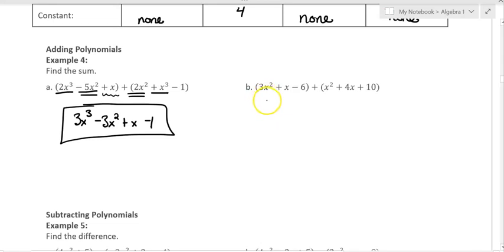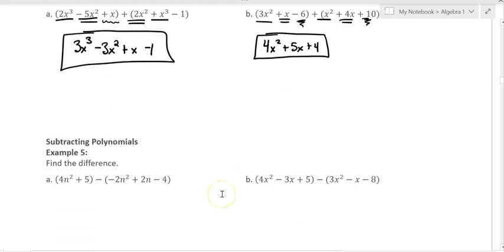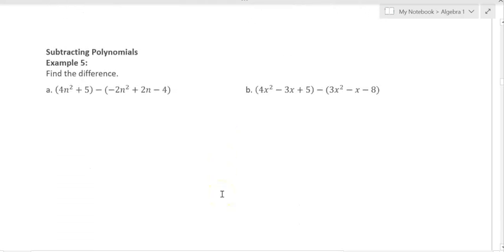Okay, check this one out. So the highest power is x squared. So 3x squared plus x squared, that's 4x squared. x plus 4x is 5x. And then negative 6 plus 10, those can combine, and then you get 4. So when you're combining like terms, they have to have the same variable with the same exponent to be combined.